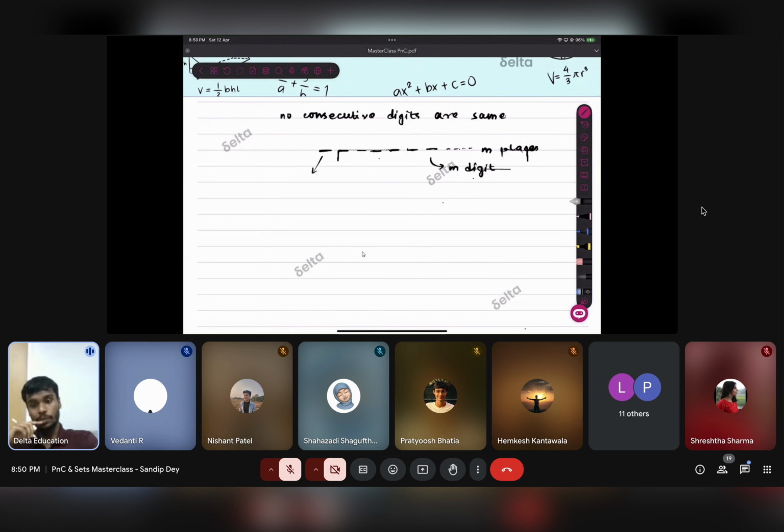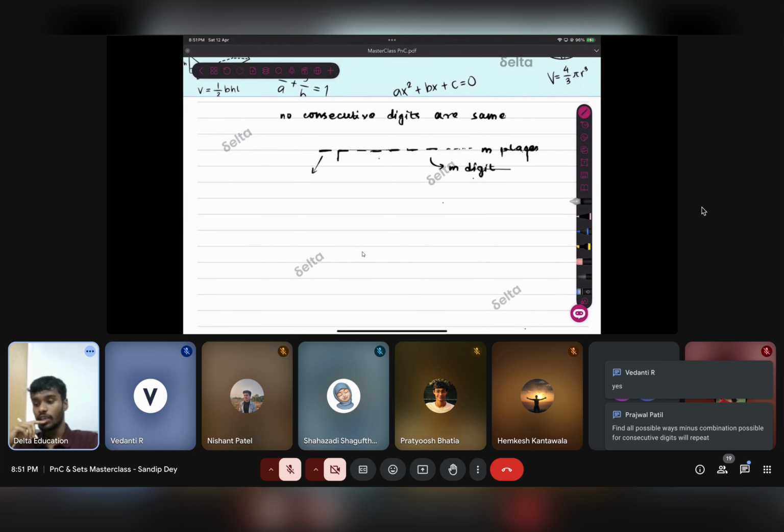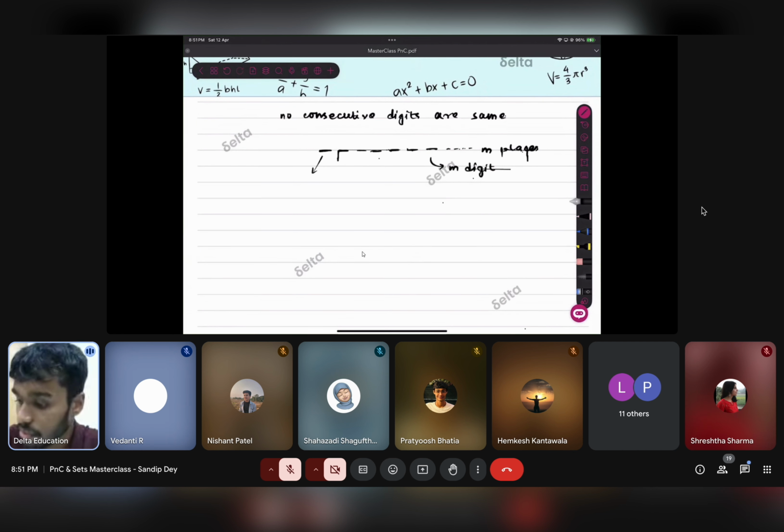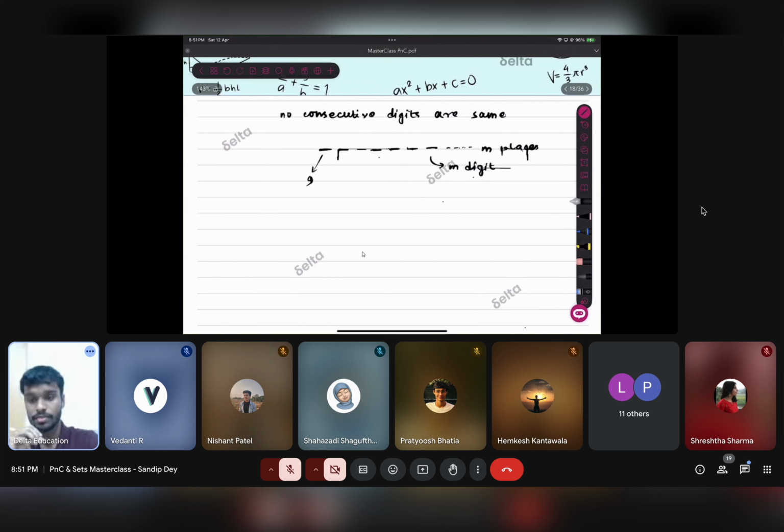So you cannot place 0 at the first place, because then the number will not be an m digit number. It will be less than that, something like an m minus 1 or m minus 2 digit number. So I have a total of 10 digits, out of which I cannot place 0 here. So I'll have to place one of those 9 digits that is not 0 here. So I will have 9 options for this place.